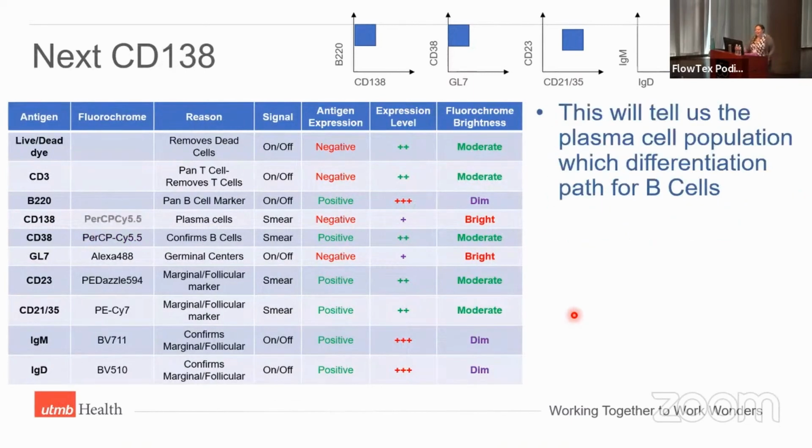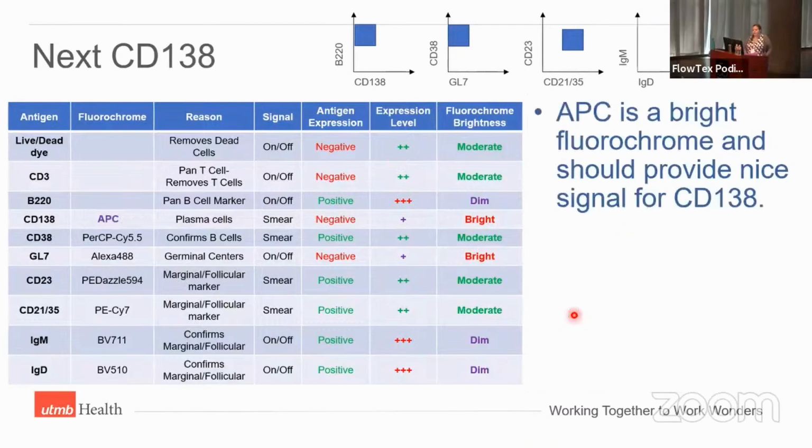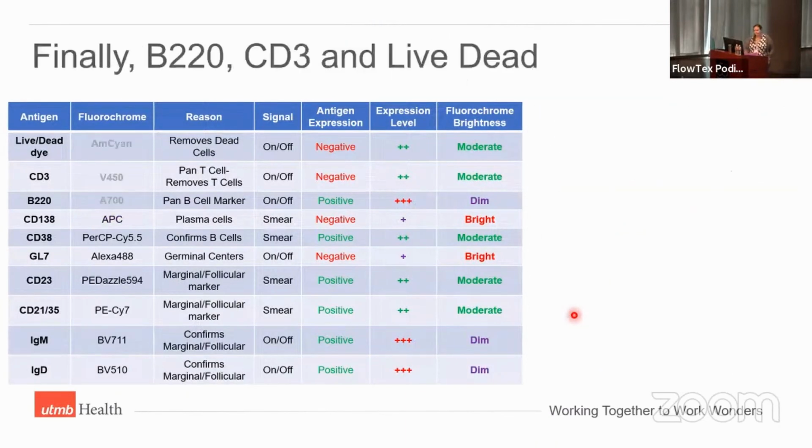And then the problem then became that CD138 was already in PerCP, and this was looking at our plasma cells, and CD138 is pretty dim. But since we needed a bright one and we already got rid of APC, we decided to put APC in CD138, and that would give us a nice signal.